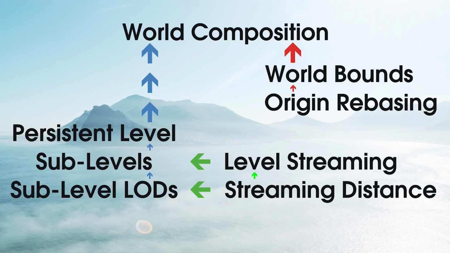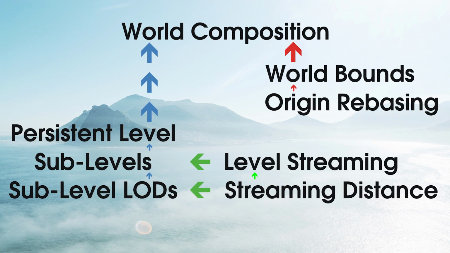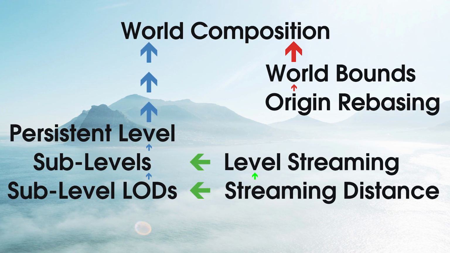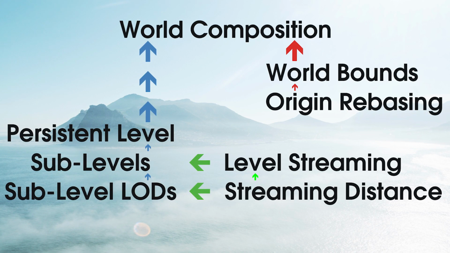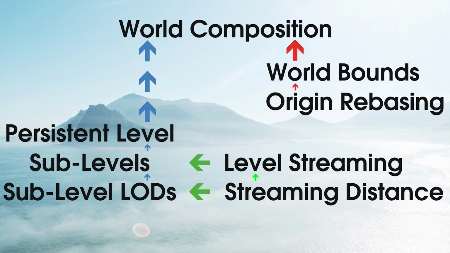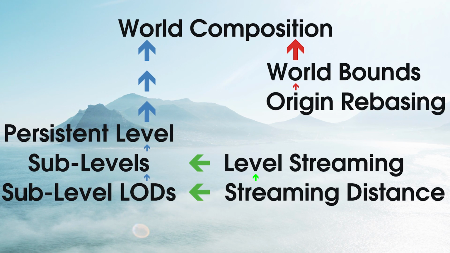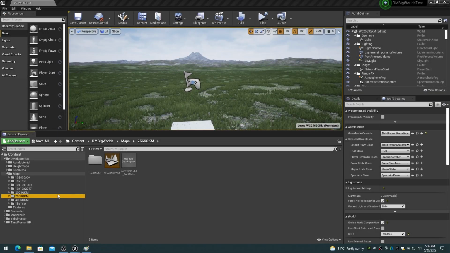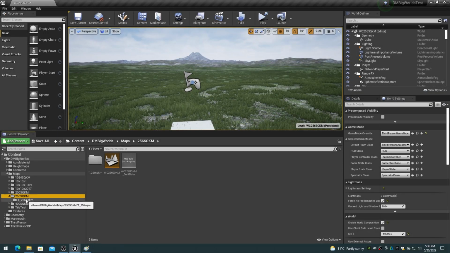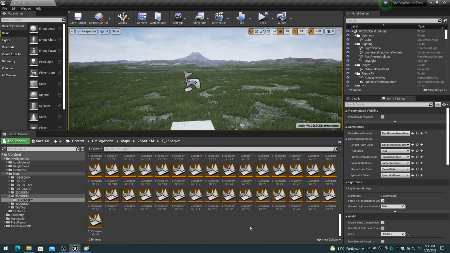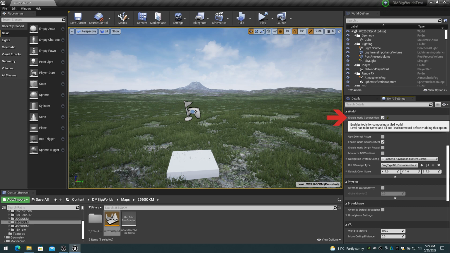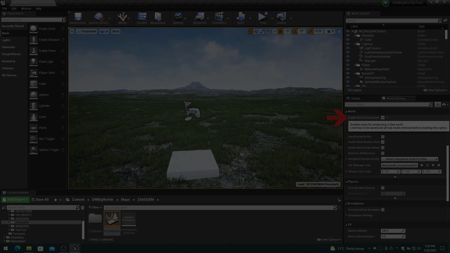World composition is a method for working on large worlds where the world is designed as a single persistent map with a folder of streaming levels. It includes such features as level streaming distance, level LOD generation, and world origin rebasing. World composition has simplified asset management and allows a team of developers to work on the project simultaneously. World composition is enabled in the main map's World Settings tab, World section, Enable World Composition checkbox option.